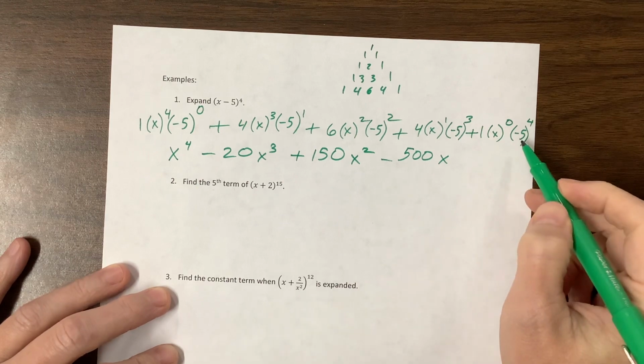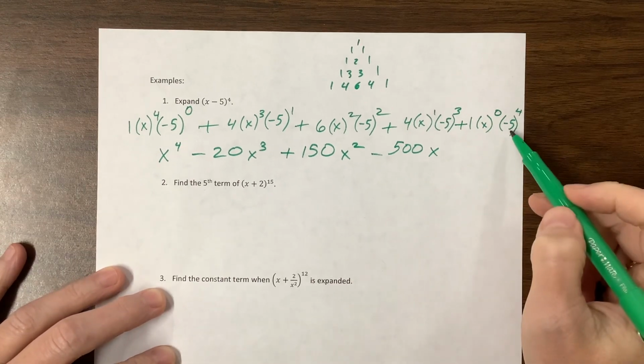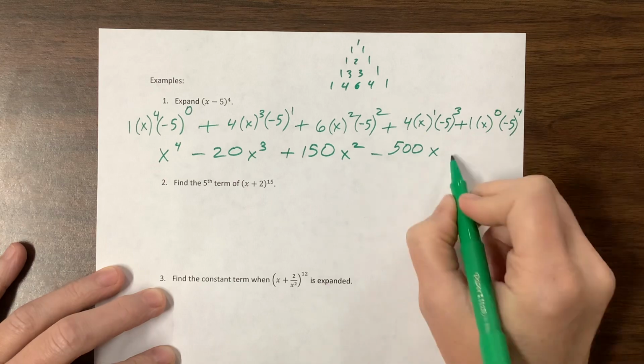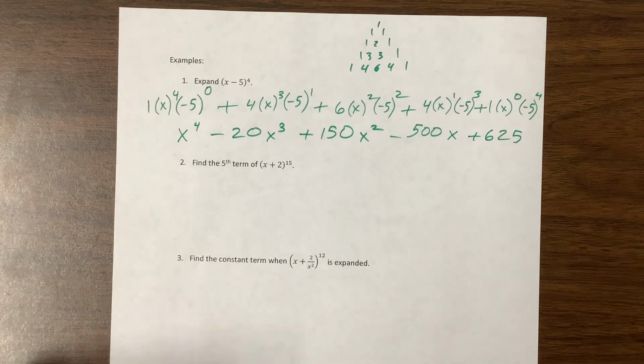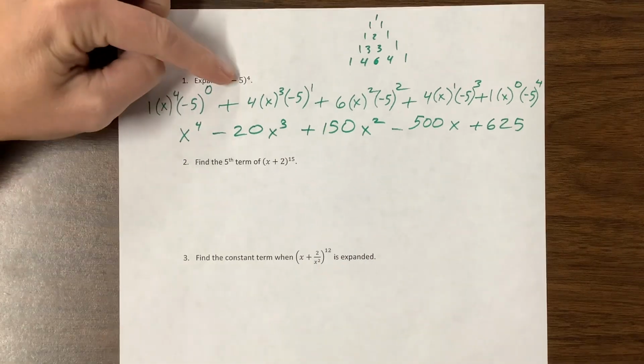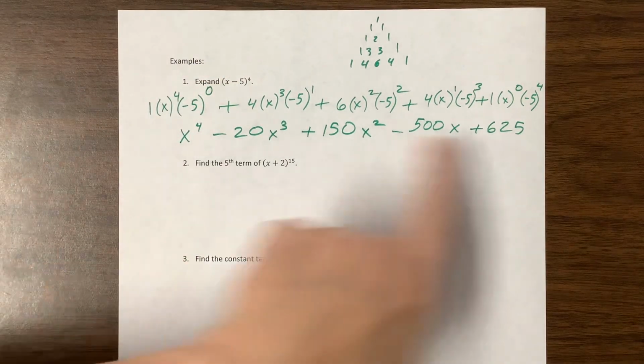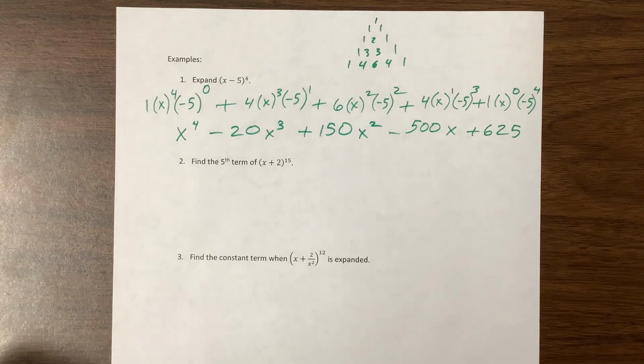Okay, and then 5 to the fourth, I think I'm right, is 625, and it's positive, and there are no more x's there. And we have expanded this binomial raised to a power to become a polynomial. Isn't that lovely?